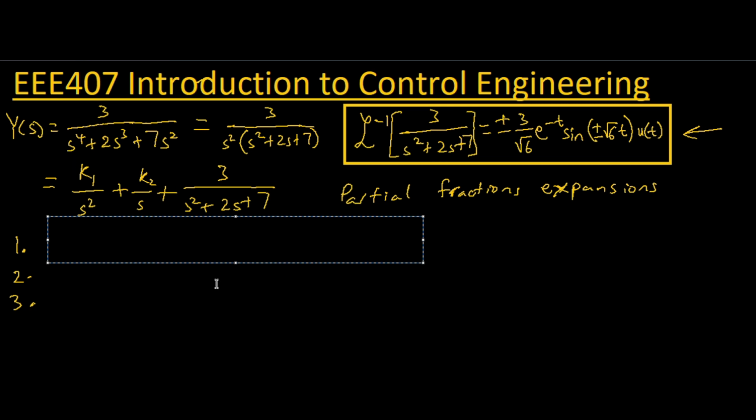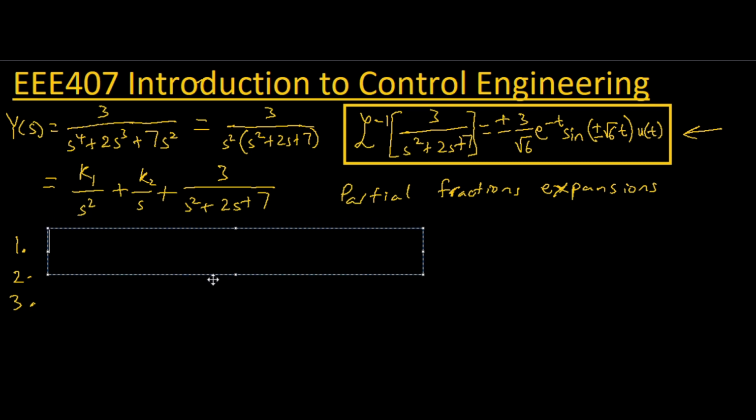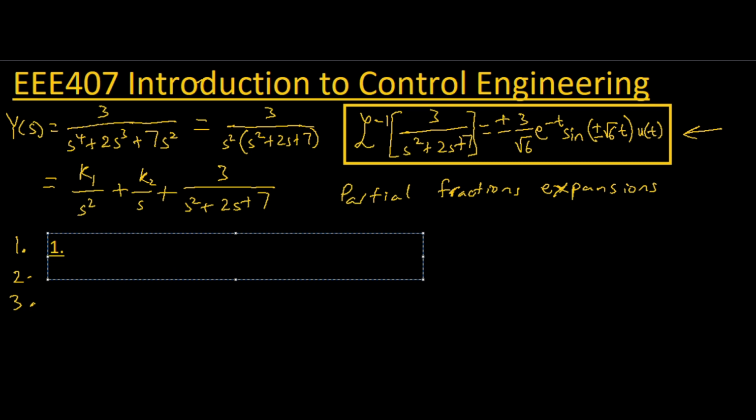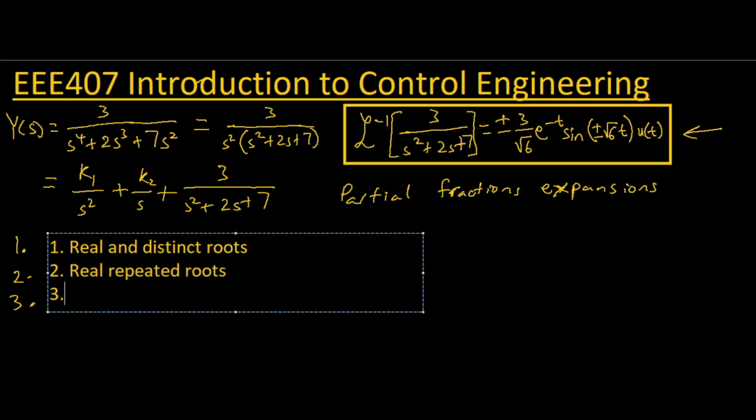So we could have real and distinct roots, or we could have real repeated roots, or we could have complex or imaginary roots. These are the three possibilities that we could have.